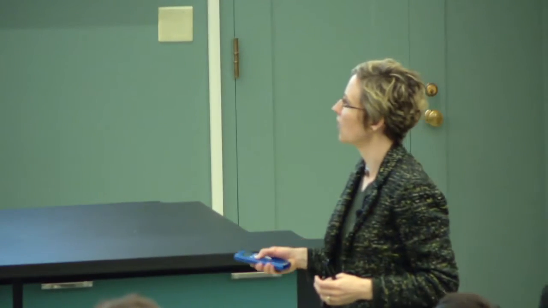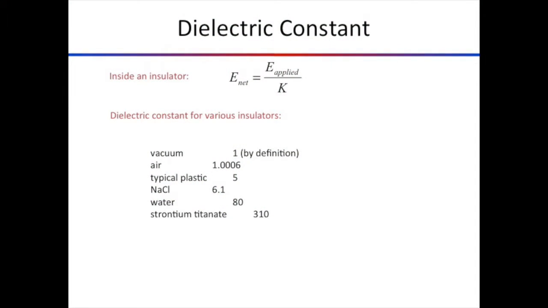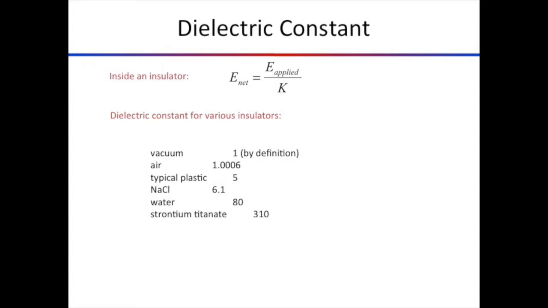Here's some dielectric constants just to give you a feel. Vacuum, of course, is 1 by definition. If there's nothing around, nothing happens to the applied field. Air reduces the net electric field just a little bit. Plastic by a factor of 5. Water by a factor of 80. Something called strontium titanate by a factor of about 300. So if you want to really get insulator, strontium titanate.